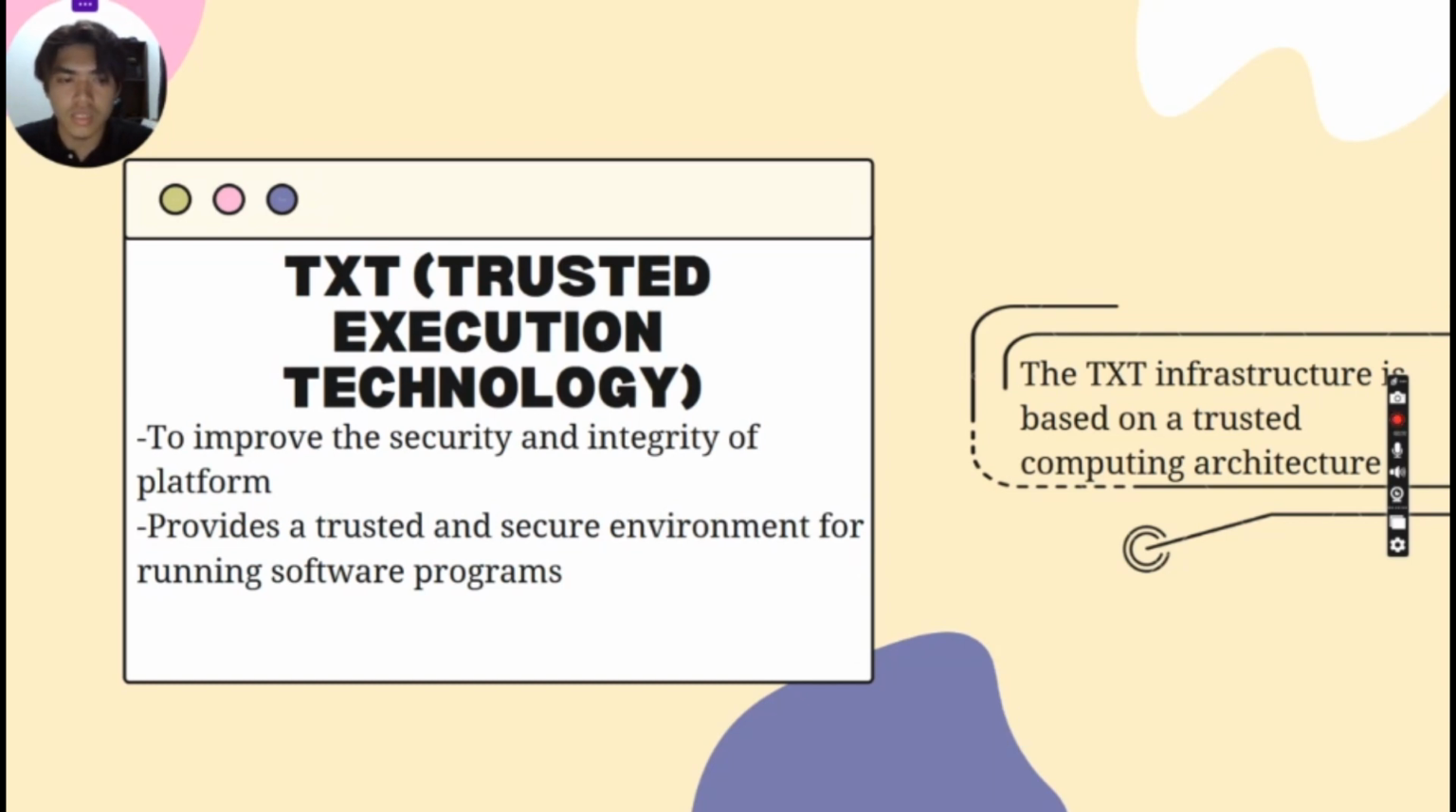I'm going to explain one of the major components of the Intel Core i5 13600K, which is the Intel TXT 2.0 or Intel TXT. TXT is a technology developed by Intel to improve the security and integrity of the platform. TXT is the short form of Trusted Execution Technology.